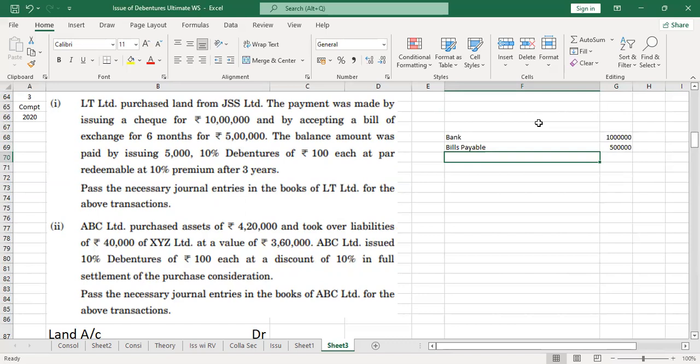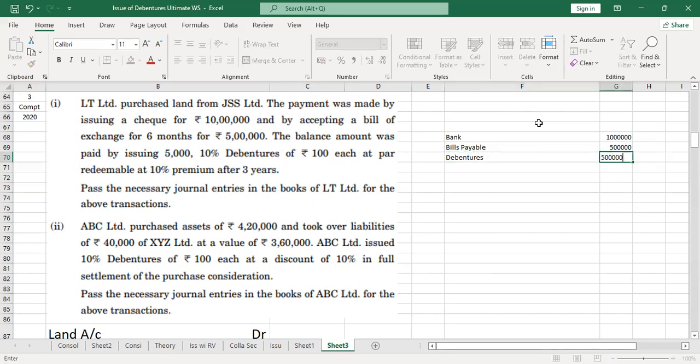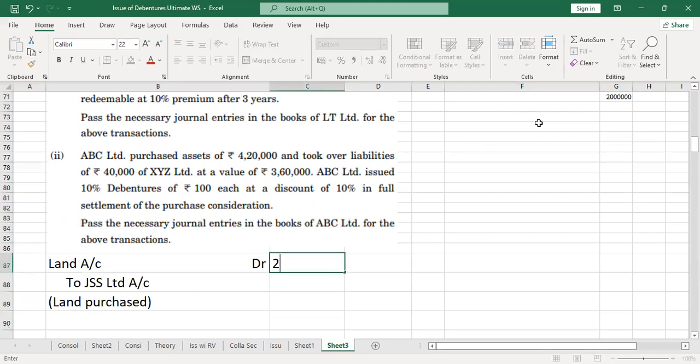As far as we are concerned, we have issued 5,000 debentures of 100 each at par, and therefore we have paid 5 lakh rupees. Understood? So as debentures, we have incurred liability of 5 lakh. So the total purchase consideration paid for the land is 20 lakh rupees. Understood, my dear children? So land account will be debited by 20 lakh, and KSS Limited account will be credited by 20 lakhs.